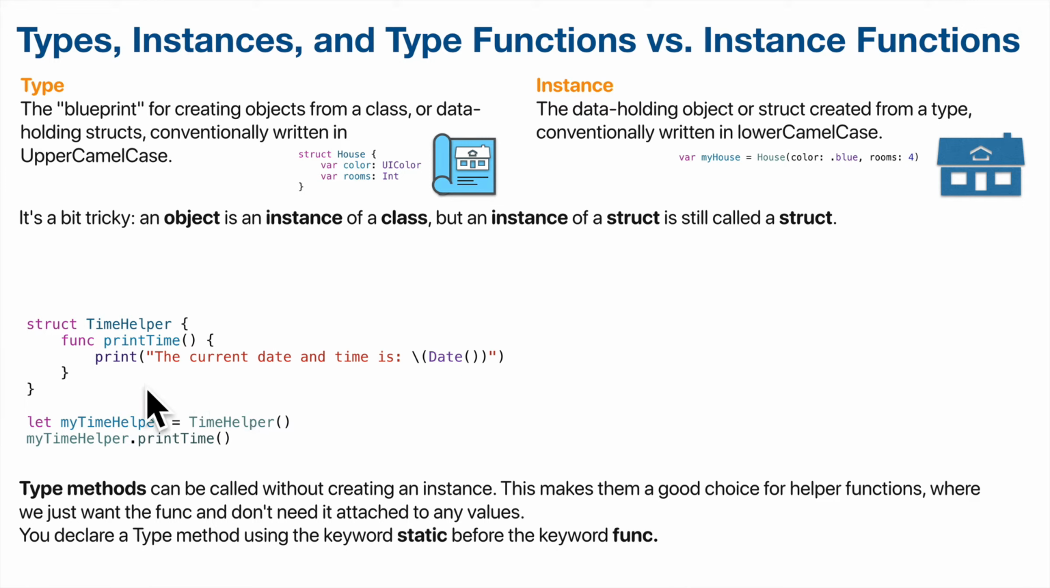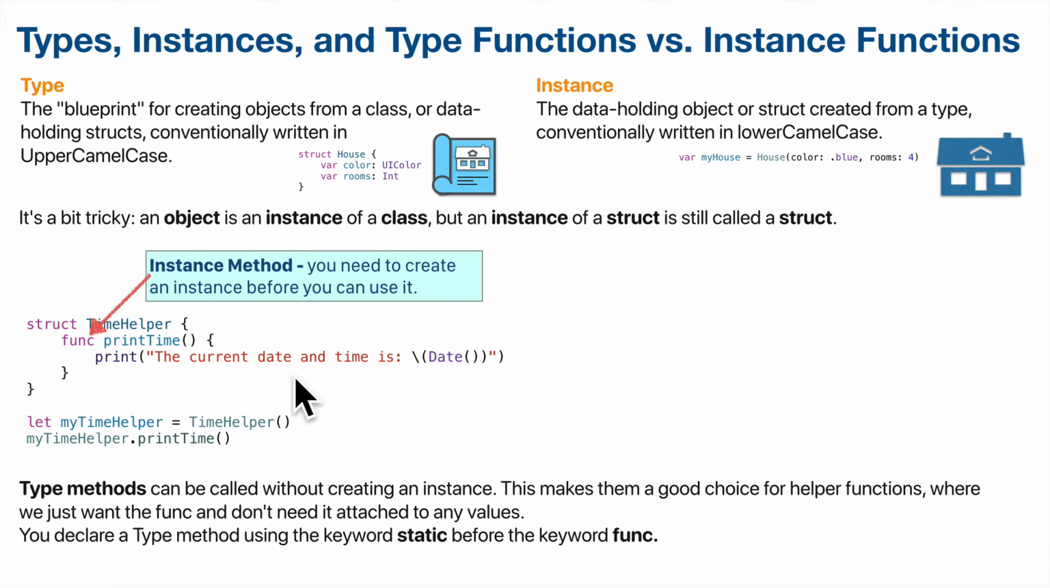I've created a variable of type timeHelper called my timeHelper. That's its instance, and then we can call print time from my timeHelper. Now, this way we've been using is referred to as accessing an instance method. You create an instance before you access the method or function using dot notation. But there is another way of doing this that doesn't require an instance.